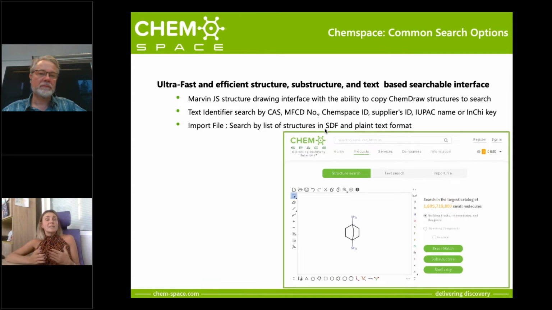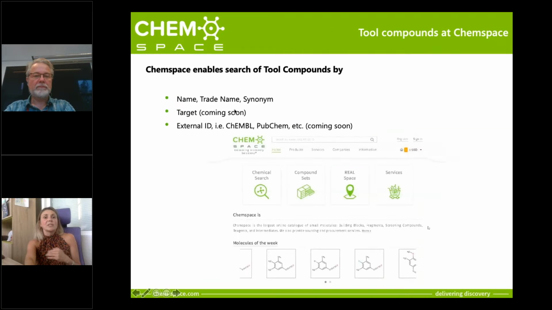To search within these billions of molecules, we implemented a really fast and efficient search engine on our platform. You can use different types of search. You can do similarity search, substructure search, text search. Different identifiers are also possible. You can import a file and get the results within a few minutes.